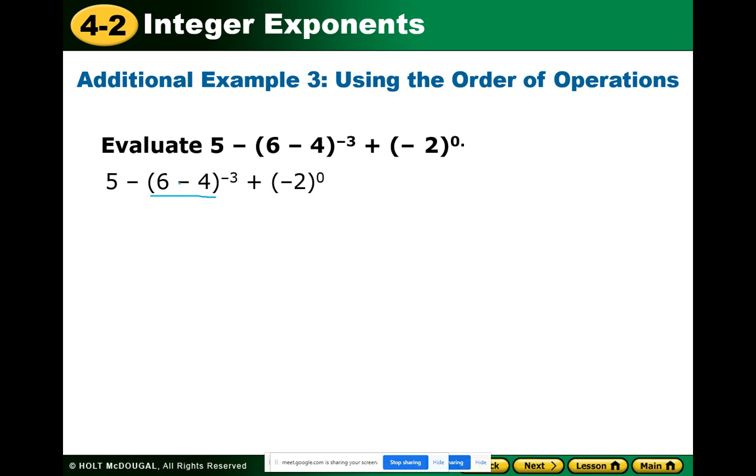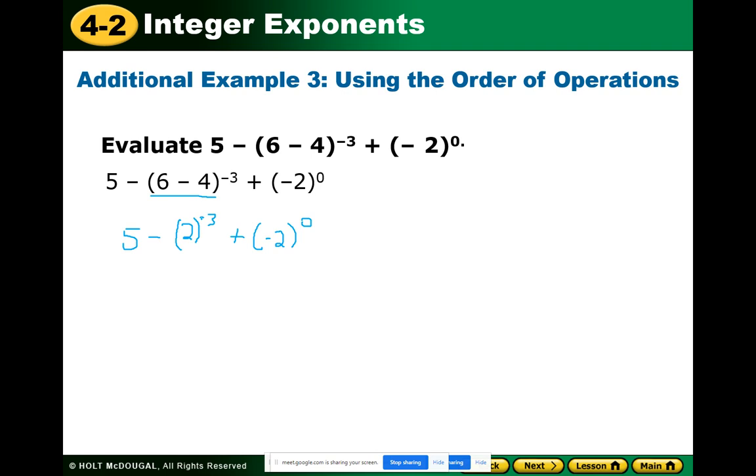So, the first step, 6 minus 4, Haley, is 2. All right, keep the parentheses there. We got the -3 plus, and then we've got -2 to the 0. All right, and we have to bring down the 5 minus. So it's do everything we didn't do. All right, then we need to focus on the exponents.